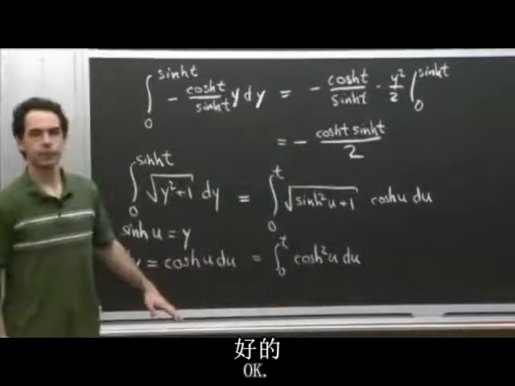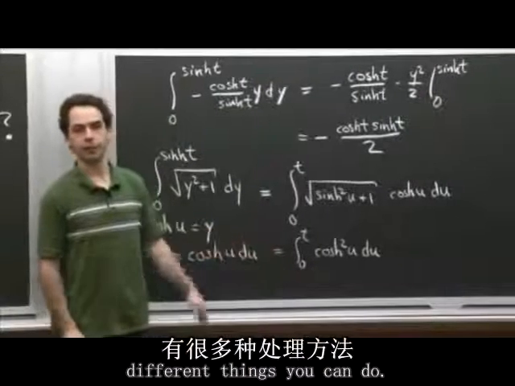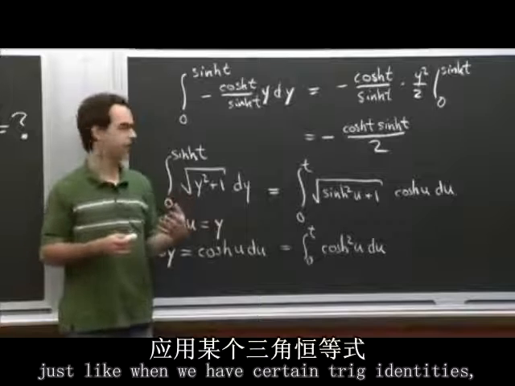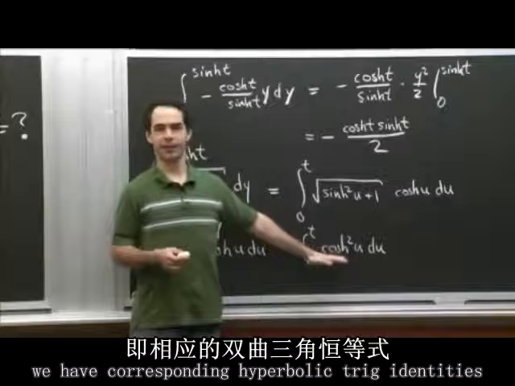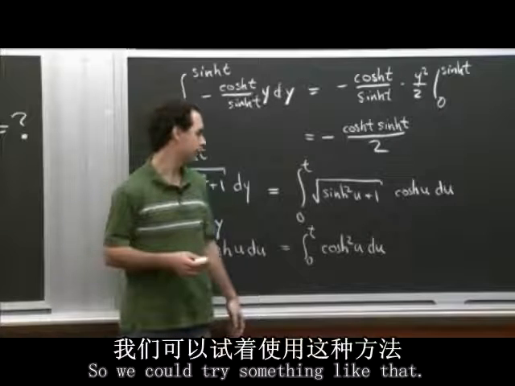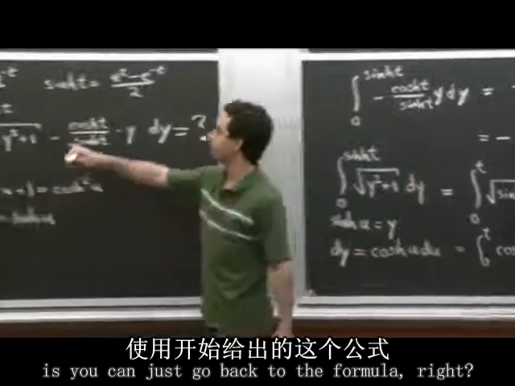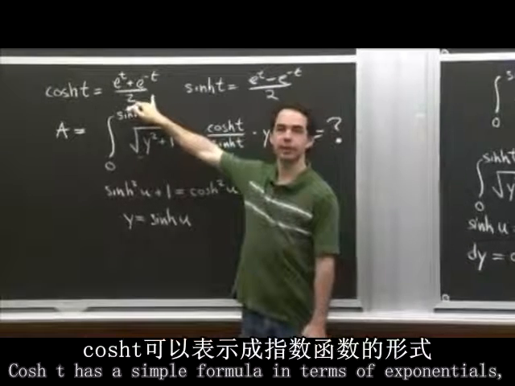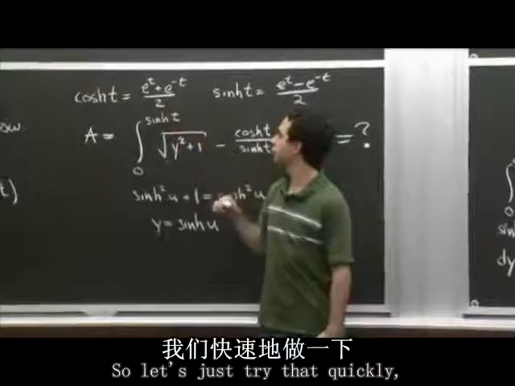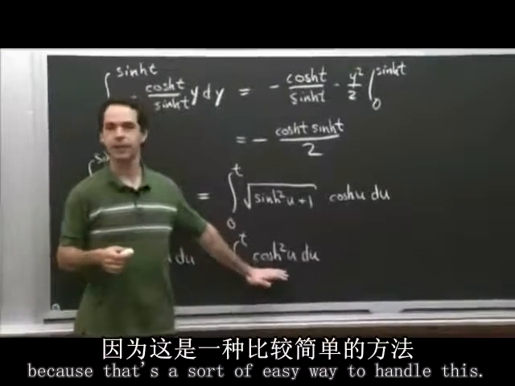du. Okay, so at this point, there are a couple of different things you can do. One is that, just like with certain trig identities, we have corresponding hyperbolic trig identities that we could try out here. Another thing you can do is go back to the formula, right? Cosh t has a simple formula in terms of exponentials, so you can go back to this formula and plug in. So let's just try that quickly, because that's a sort of easy way to handle this.